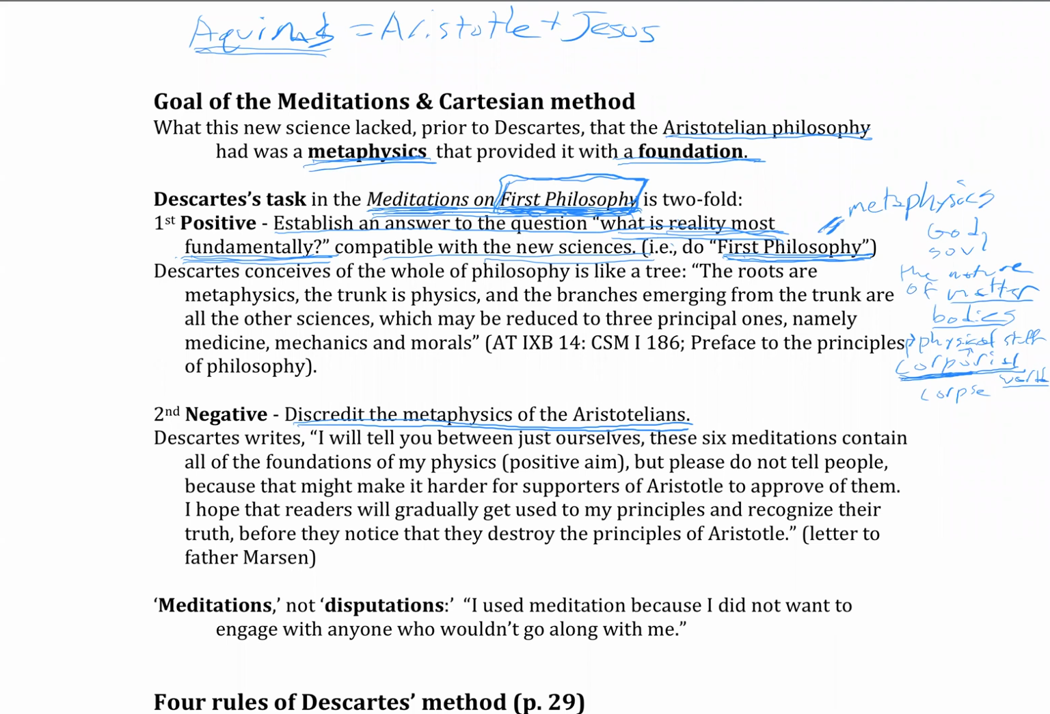And so accordingly, you can see that this science of metaphysics, this first philosophy, is not just going to be talking about the nature of God or the nature of souls or the nature of matter or physical things. It's also going to be talking about our knowledge of those things.